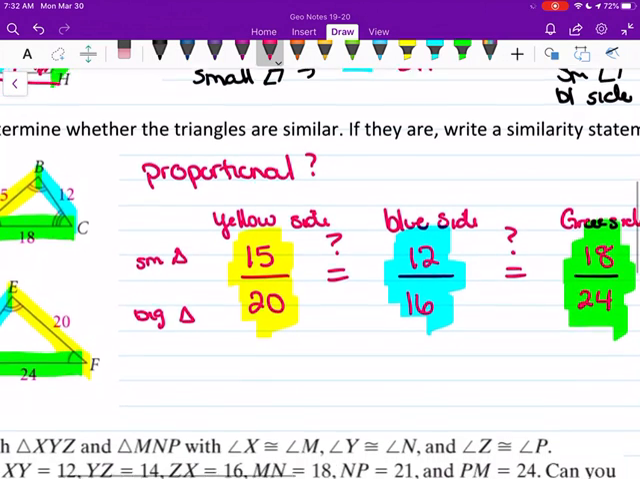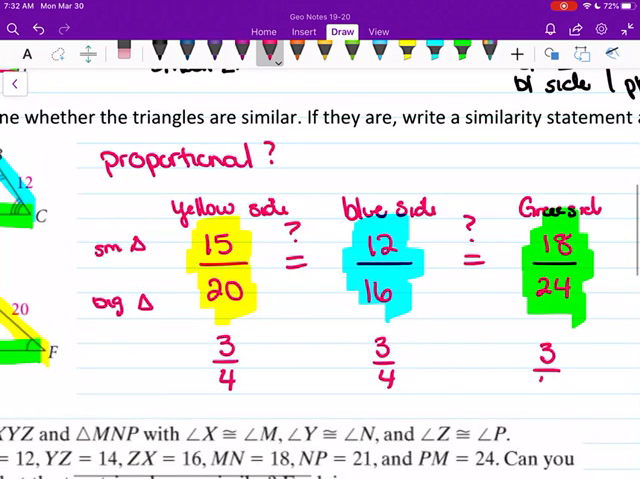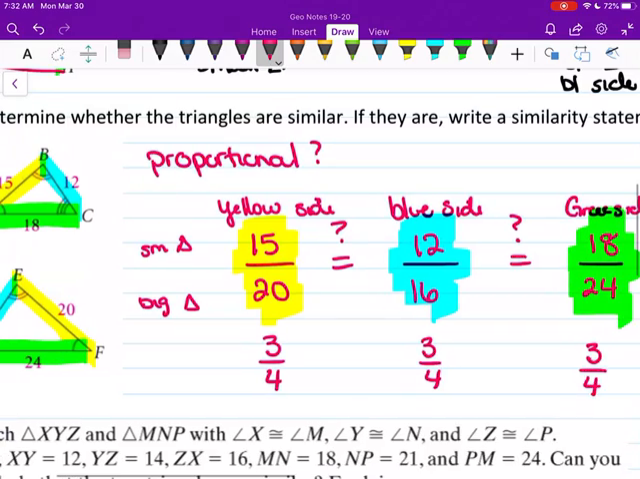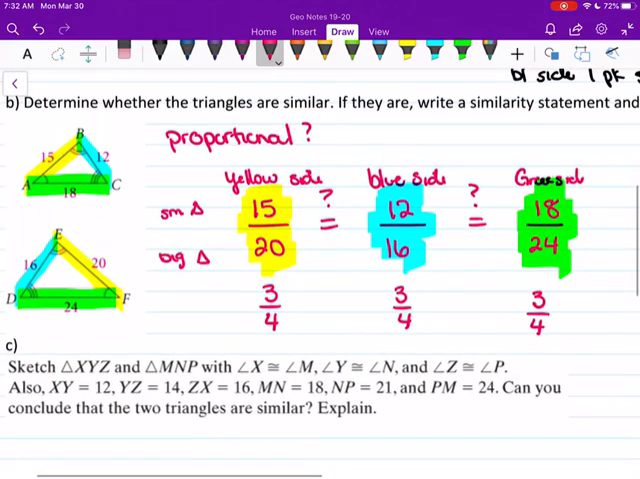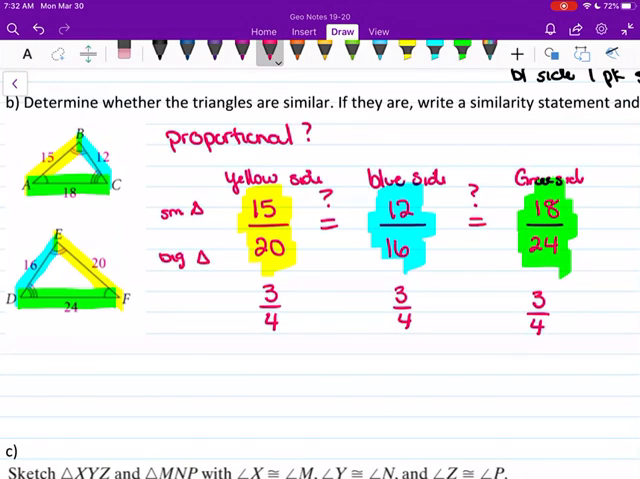So let's reduce these fractions. My first set of fractions reduces to 3/4. My second set also reduces to 3/4. And my third is 3/4. So yes, we would say these are similar because they all are proportional. So yes, they are similar.